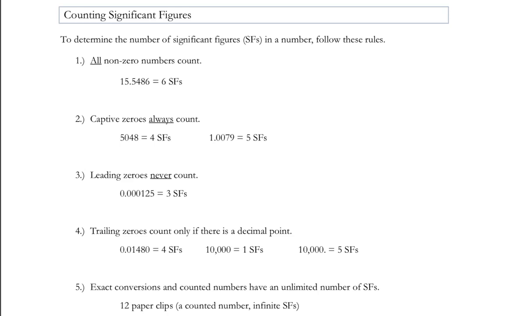So in the number 0.01480, there is a decimal point after the zero after the 8 counts. The zeros before are leading, they don't count, but the zero after the 8 is a trailing zero with a decimal point, it counts. In the number 10,000 with no decimal point, only 1 sig fig. In the number 10,000 with a decimal point, that would have 5 sig figs.